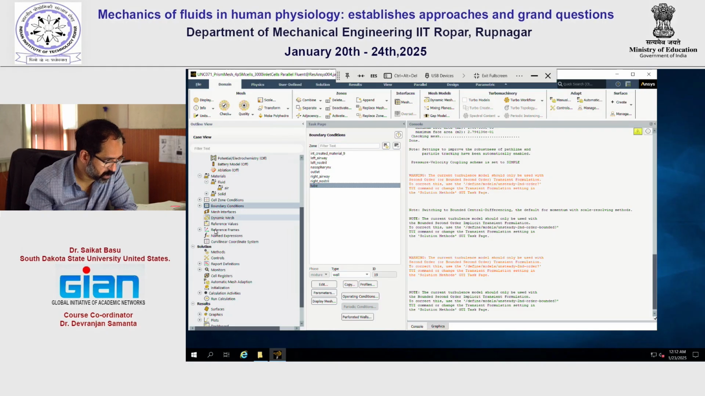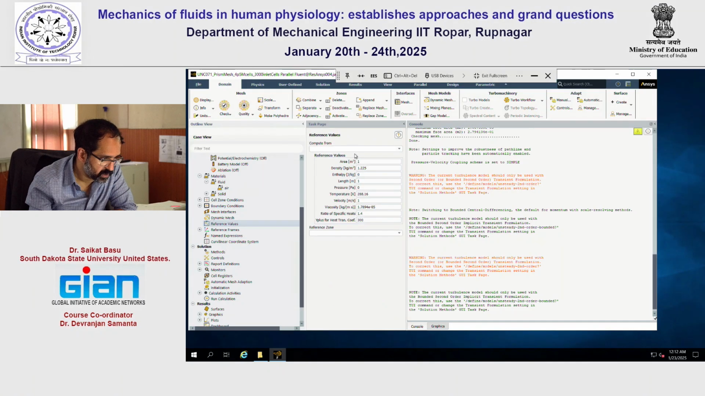You don't need to worry about anything until the reference values. So the reference values, I personally consider it to be a good practice to update the values over here to what you are using for the material property. So 1.204 and 1.825. Okay, so that's there.